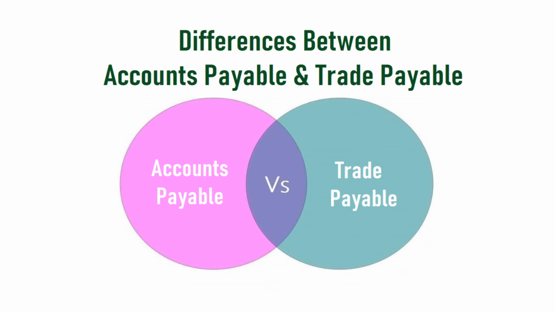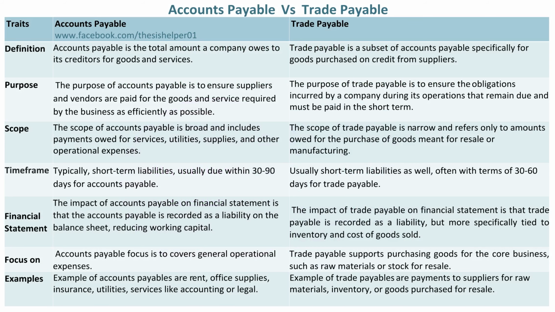Differences between accounts payable and trade payable. Accounts payable versus trade payable. Accounts payable is the total amount a company owes to its creditors for goods and services. Whereas, trade payable is a subset of accounts payable specifically for goods purchased on credit from suppliers.